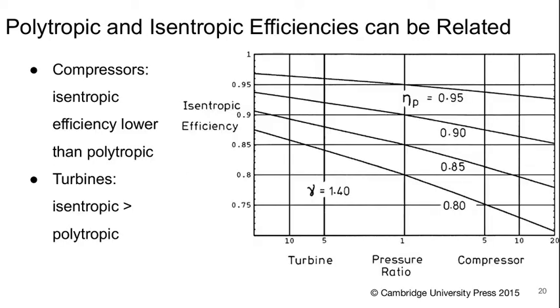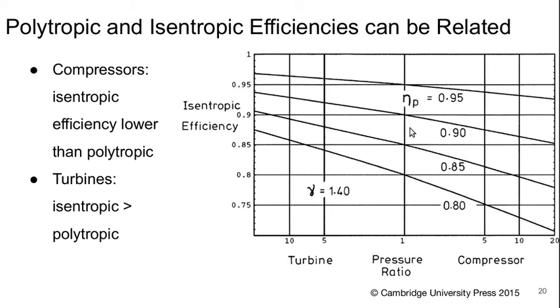Now, the polytropic and isentropic efficiencies can be related analytically, and that's done here in general. So we see pressure ratio, and this is defined essentially separately for turbines and compressors. So a pressure ratio of 5 for a turbine is really a pressure ratio of 0.2, right, 1 over 5. But this is the way we can plot it all in one graph.